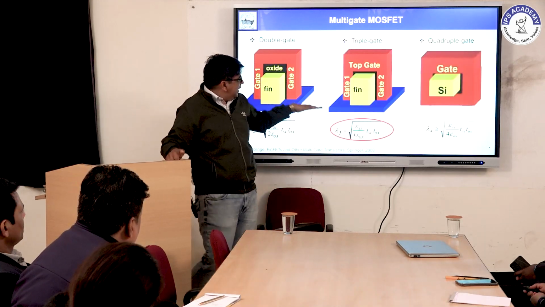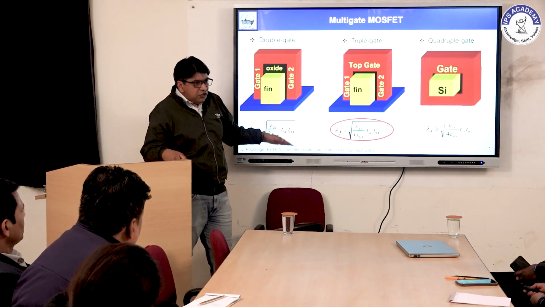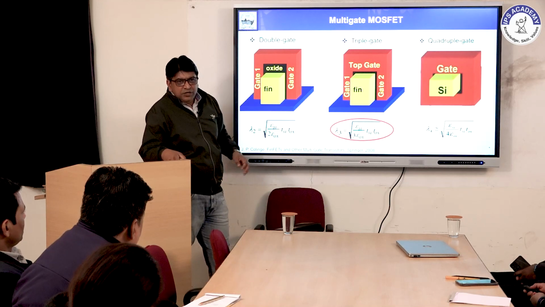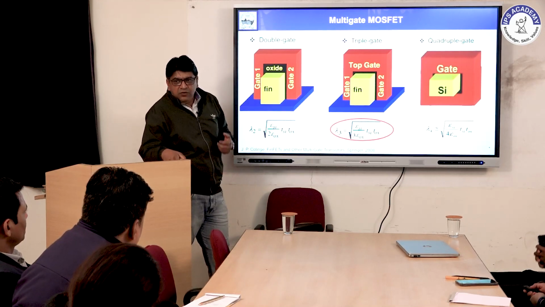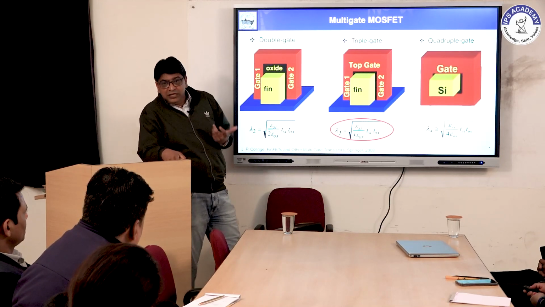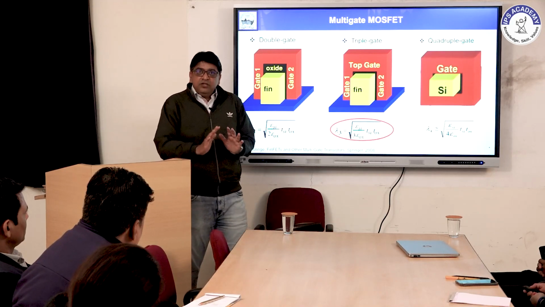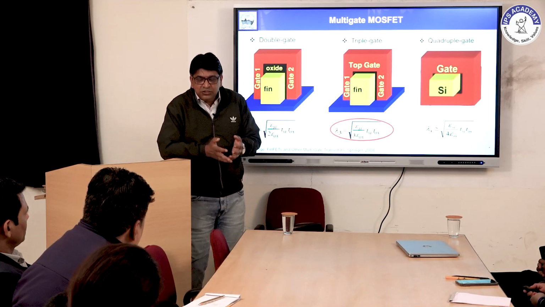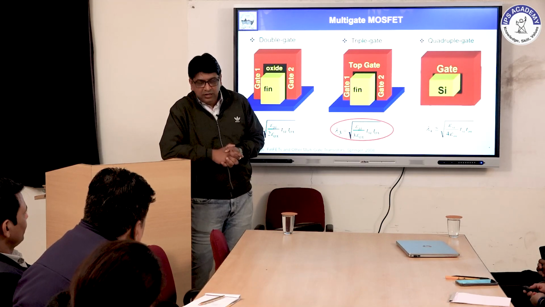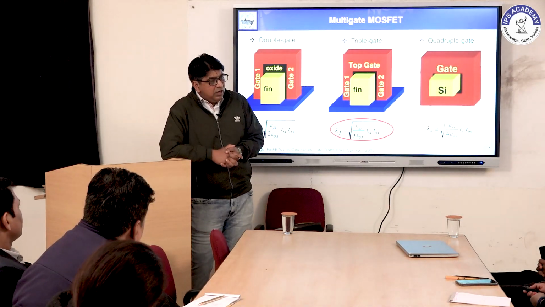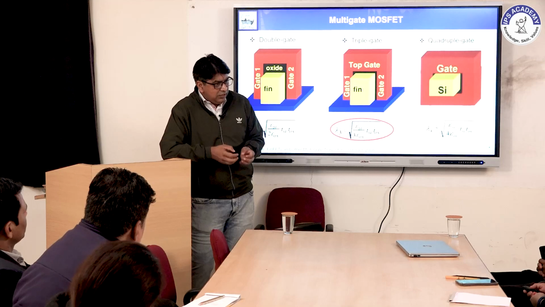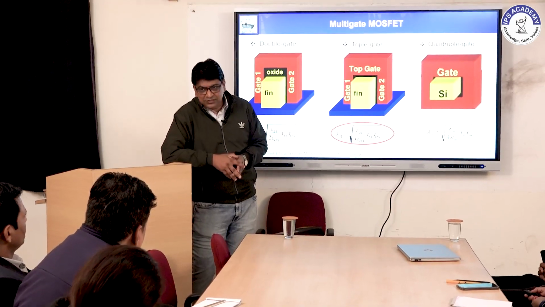Now you can see here, if we continue scaling, we reach 14 nanometer or below 20 nanometer. Again it is observed that the device becomes a leaky device. Whenever the device becomes leaky, it means the gate is losing its control over the channel, and the other terminals are going to affect the device.